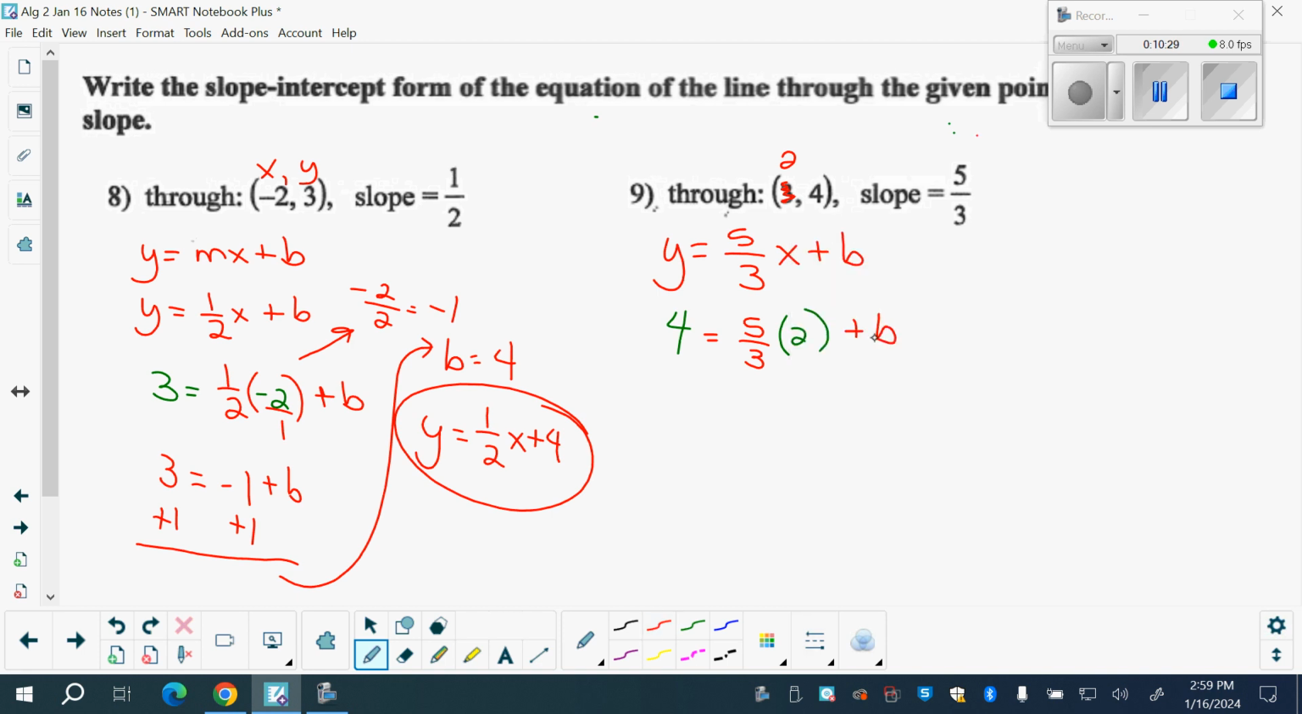Pay attention. You guys are going to have some trouble on this. Okay, I'm just going to wait till I'm done. So 4 equals 5 over 3 times 2. So what do we do on this one? Doesn't divide out, does it? So when we multiply fractions, we're just multiplying straight across. So the 5 times 2 is 10. 3 times 1 is 3. So this is 4 equals 10/3 plus b. What would we do next?